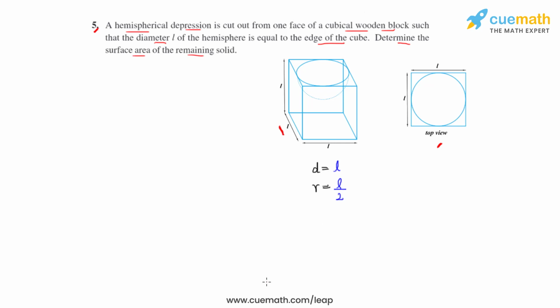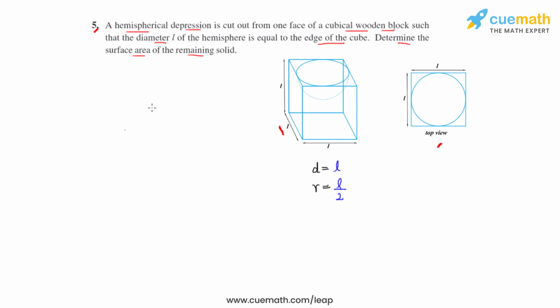Now, if we clearly observe the given figure, it's clear that the surface area of the remaining solid includes the total surface area of the cubical block, the curved surface area of the hemisphere, and excludes the scooped out part. So the scooped out part is actually the base of the hemisphere, because we have already taken into consideration the curved surface area of the hemisphere, which is the new surface area that got created, but we'll have to subtract the base area of the hemisphere.